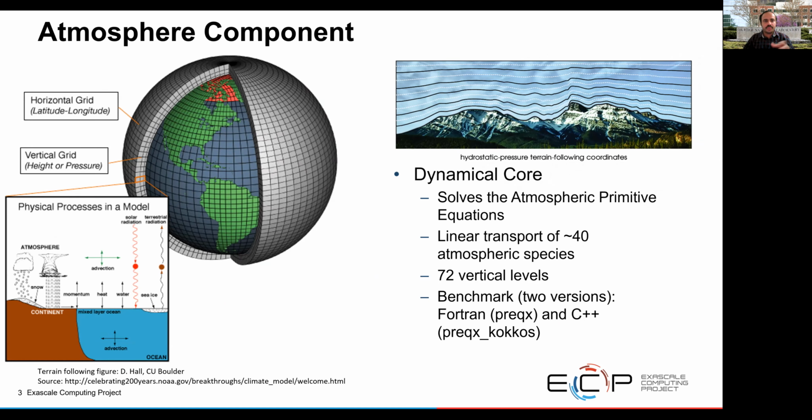The domain decomposition within the atmospheric component is a horizontal grid, latitude and longitude, and then there is a vertical grid for height. We have 72 vertical levels in this configuration. Computationally speaking, there are two versions: a Fortran version with OpenMP for parallelism, and a C++ version which utilizes the Kokkos performance portability framework for targeting both CPU and GPU architectures.